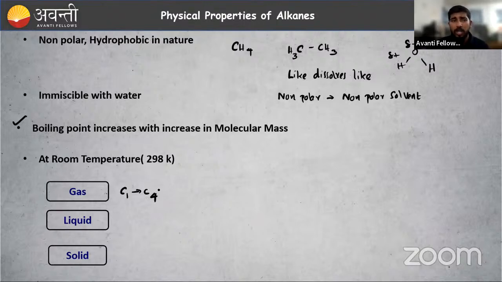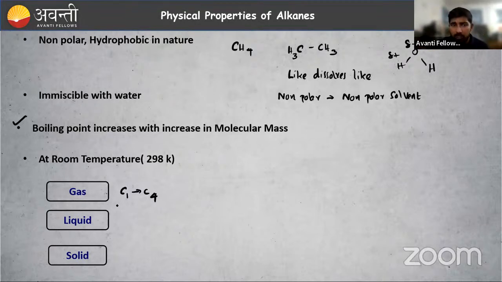Ethane, propane, butane: they are gases. Gas means the force of attraction between them is very weak. Actually, the Van der Waals force of attraction is already weak in nature. So it is very weak and they are far away from each other, so they will exist as gases, right?